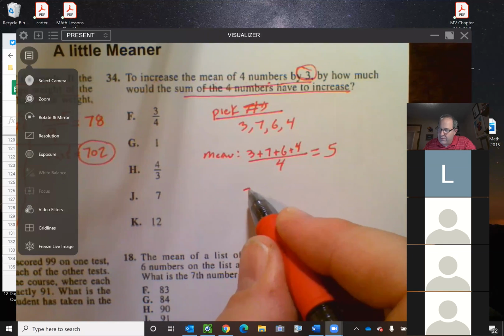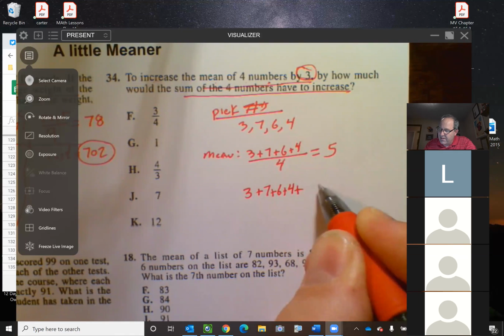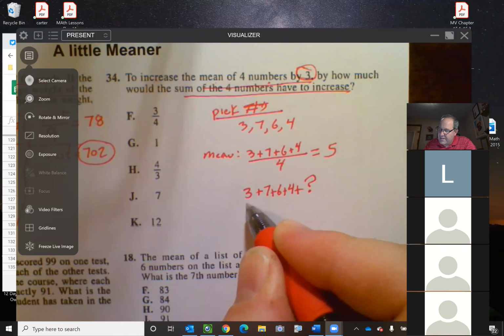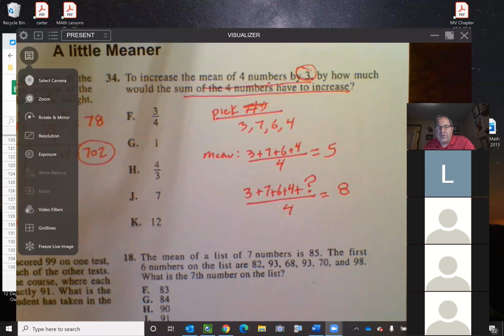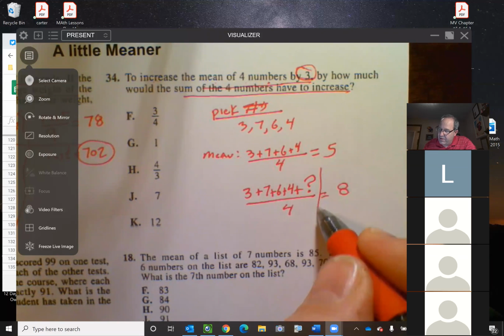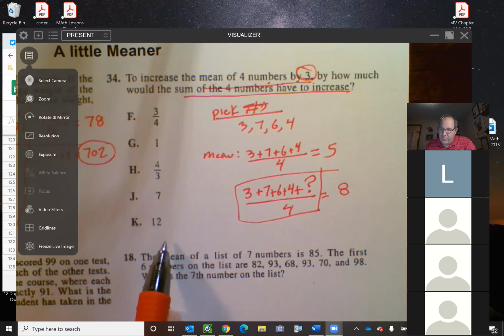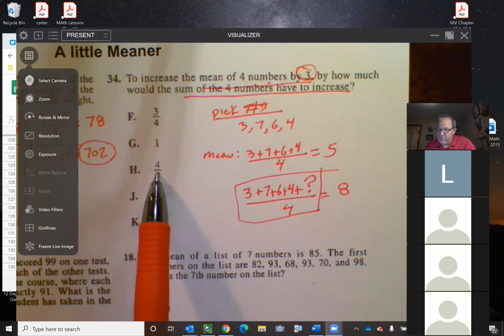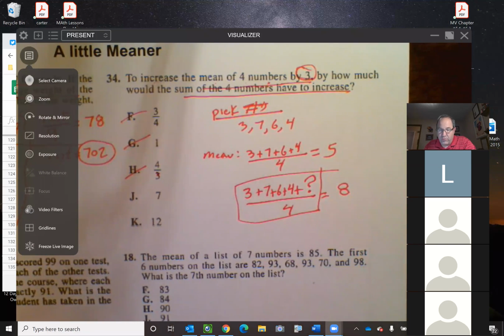So if I took what I was doing here, 3 plus 7 plus 6 plus 4 plus, I have no idea, but I want the mean to get 3 bigger. So I want it to be the number 8. And so what I did was I typed this part into my calculator and I started trying numbers. First, I tried this one, and this one was too small. So that way I knew that the other 2 were too small as well.